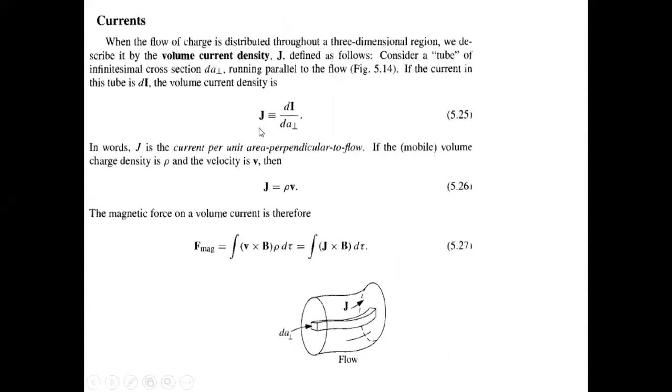Similarly, if we consider the volume charge density, it can be written in terms of a small area and the total. So dividing the total current across this small area, and then this formula changes in terms of charge density, which is rho, into the velocity. We've done much of these things in electronics. So the final equation you have for the force is this.